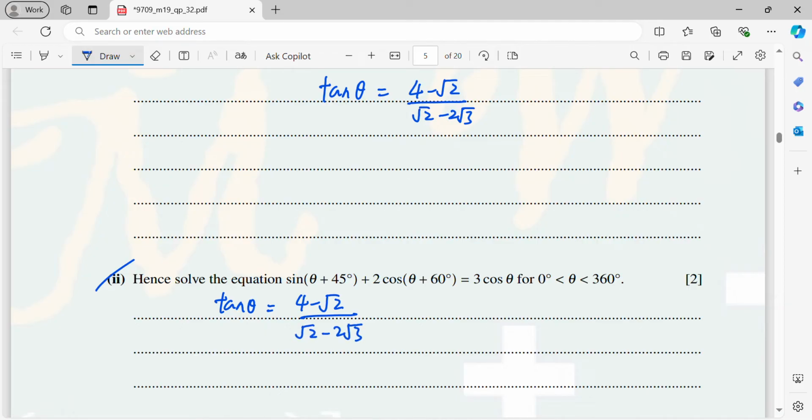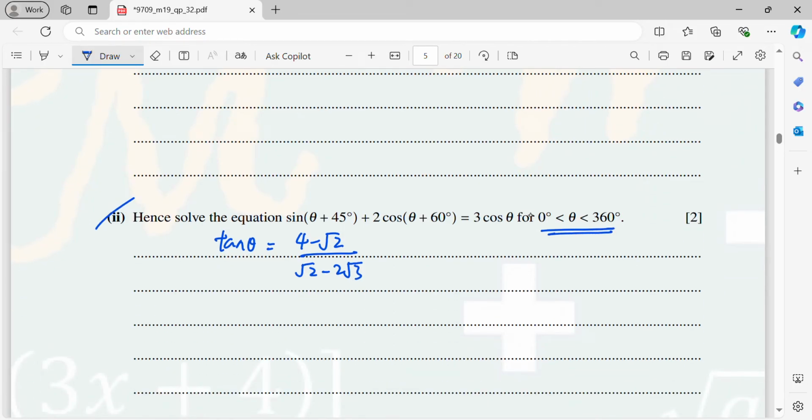And now you need to solve from 0 to 360 degrees. So this value is going to be negative 1.2614. Then now my basic angle is inverse tangent 1.2614. That is going to be 51.6 degrees.